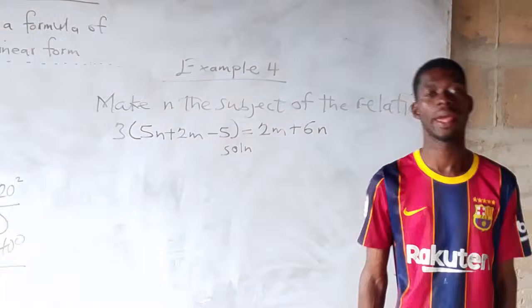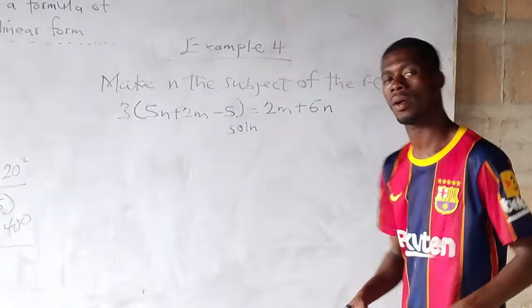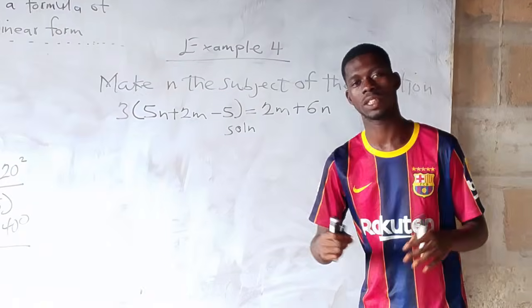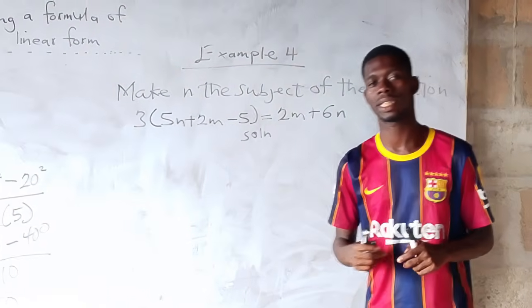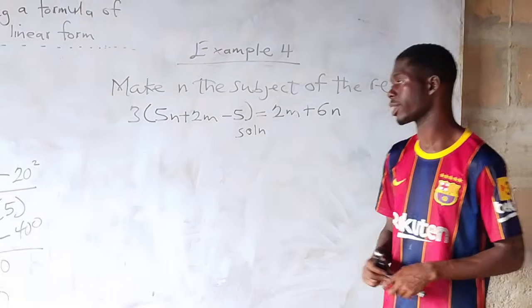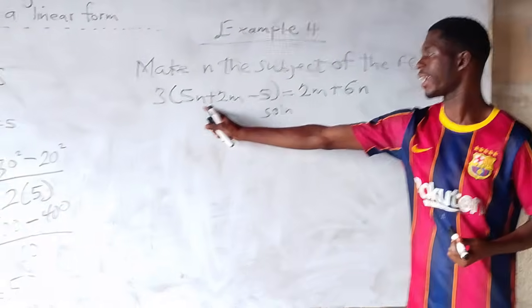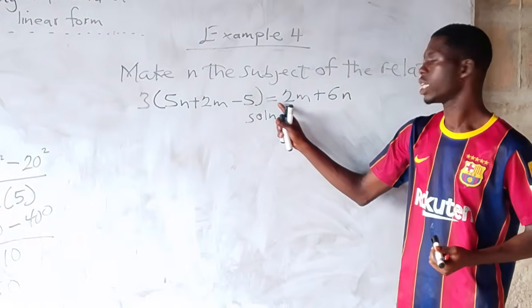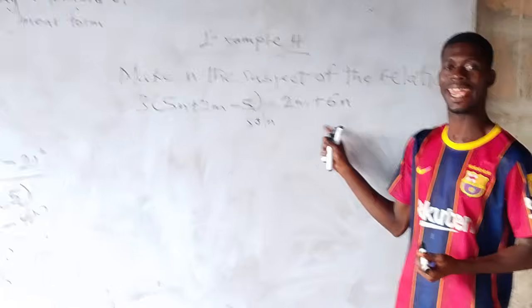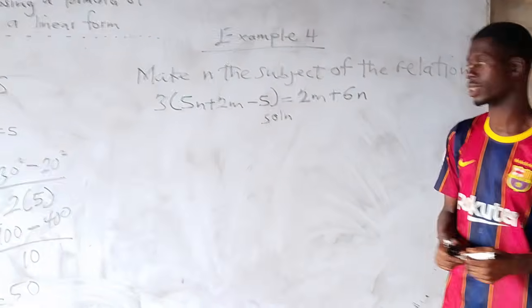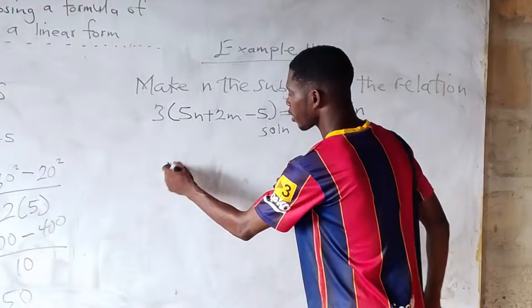Thank you. We are moving to example 4, and I think this is the last example concerning today's lesson. So pay attention to it as well. Say make n the subject of the relation 3 into bracket 5n plus 2, minus 5, equal to 2n plus 6. We are making n the subject.